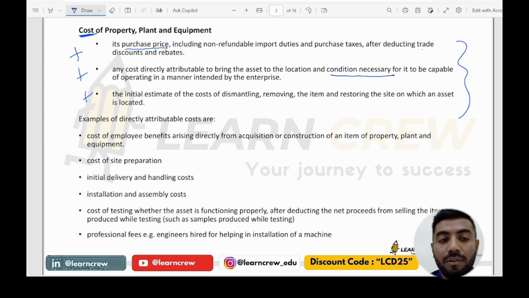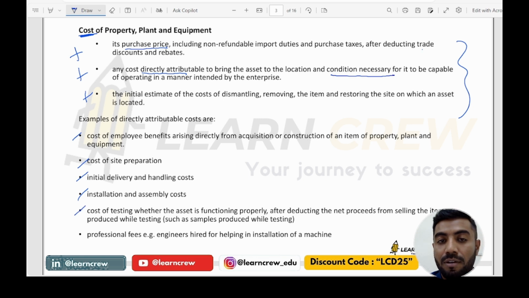This is also very important. Examples of directly attributable cost. What are the examples of directly attributable cost? Cost of employee benefits arising directly from acquisition or construction of an item of property, plant. If any person is supervising specifically only the construction or acquisition of that particular item, then that cost can be added. Then coming to cost of site preparation. Initial delivery and handling cost, fine. Installation and assembly cost, fine.